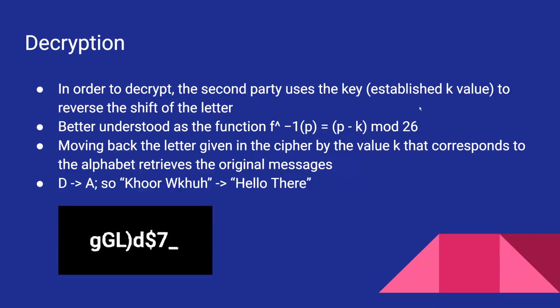Decryption. In order to decrypt, the second party uses the key, the already established k value, to reverse the shift of the letters. It is better understood as the inverse function of p equals p minus k mod 26. Moving back the letters given in the cipher by the value of k that corresponds to the alphabet retrieves the original message. So continuing from the previous example, KHOORWKHUH would turn into hello there by shifting each letter of the cipher back by 3.